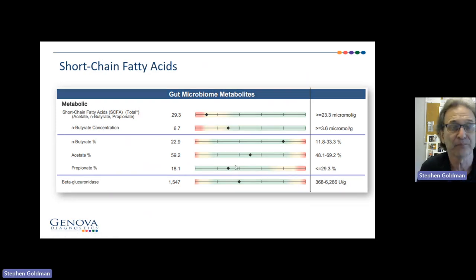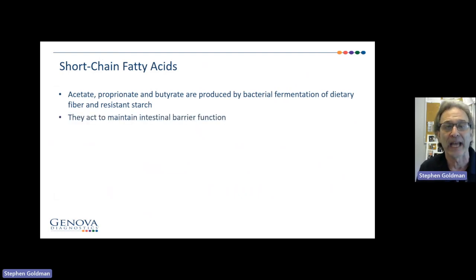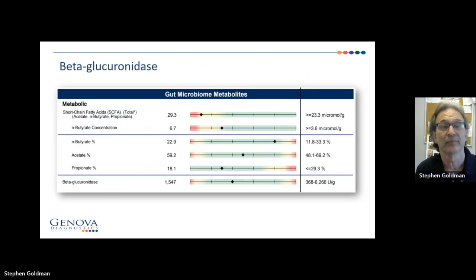And then finally, the bullet points. So acetate, propionate, butyrate are produced by bacterial fermentation of dietary fiber and resistant starch. They act to maintain intestinal barrier function. They provide fuel for colonocytes, support commensal bacteria, and modulate anti-inflammatory and antimicrobial activities.